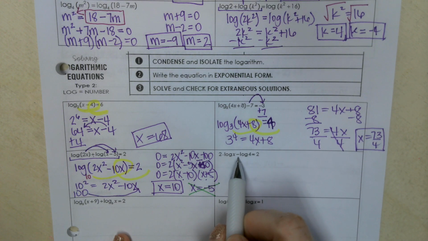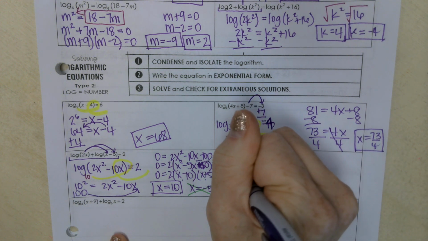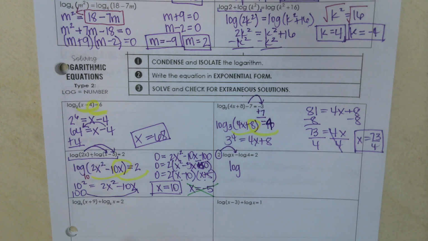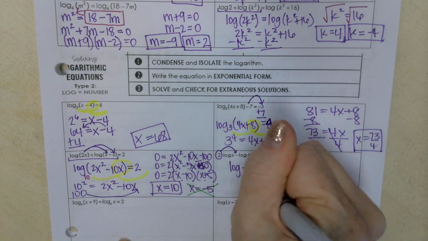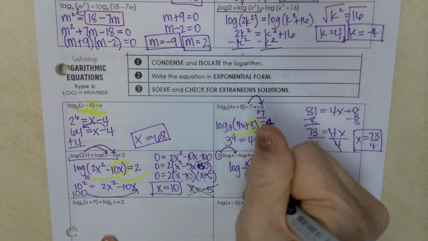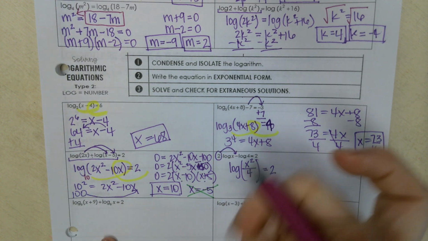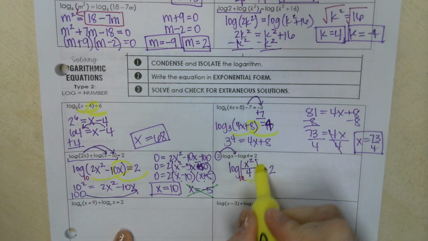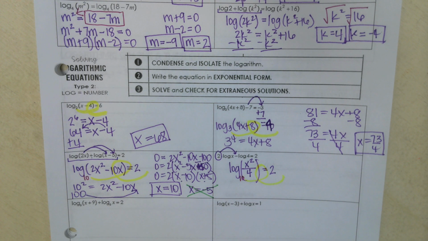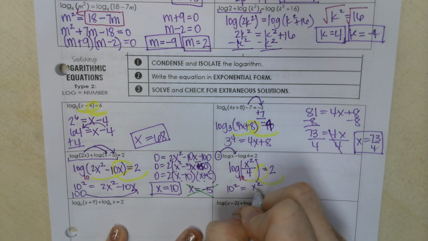Next, I've got subtraction, so that means I'm going to have a fraction. This 2 that's sitting out front as the coefficient becomes the exponent of the x. Okay? So this is the log of x squared minus 4, divided by 4, creating a fraction there, and that equals 2. Remember, there is an unwritten but understood 10 as the base. I'm going to convert this into exponential form. So this is 10 squared equals x squared over 4.